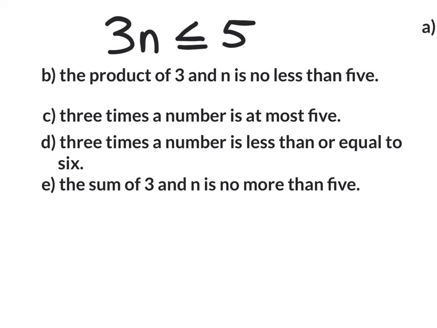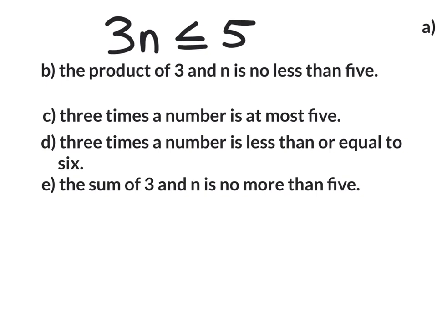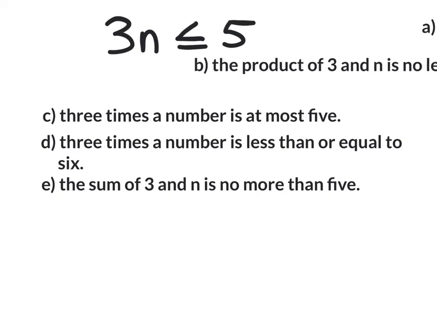How about B? The product. What does product mean? Times, okay. So the product of 3 and n, okay, 3 times n, that's great so far, is no less than 5. If it said is less than or equal to 5, yeah. But it says is no less than. That's a little confusing. No less than actually means greater than or equal to. Okay, and I actually made a video for you guys to understand that in a little bit. So yeah, this one cannot be it because it doesn't say less than or equal to. So let's get that out of the way.